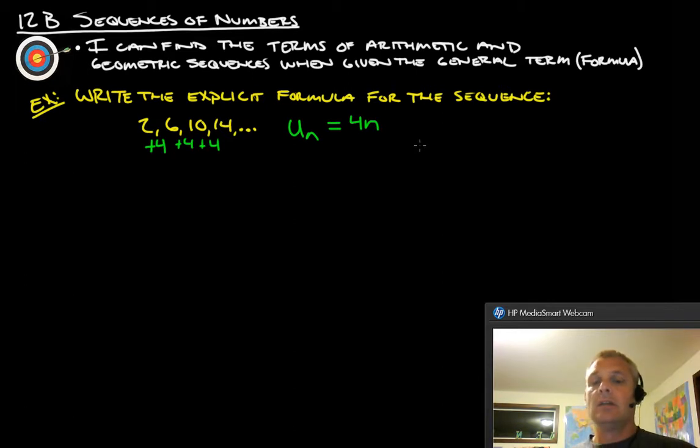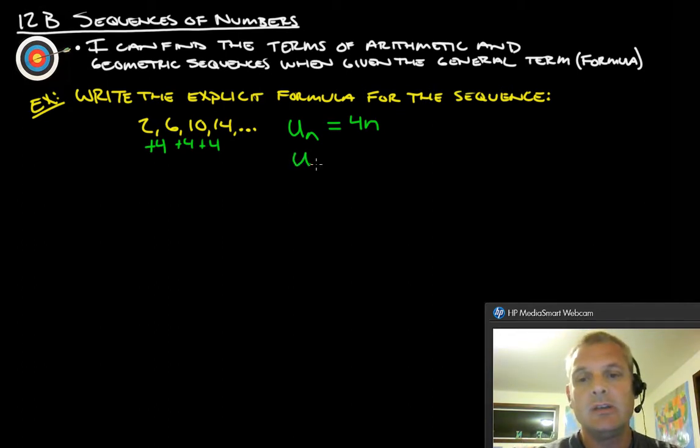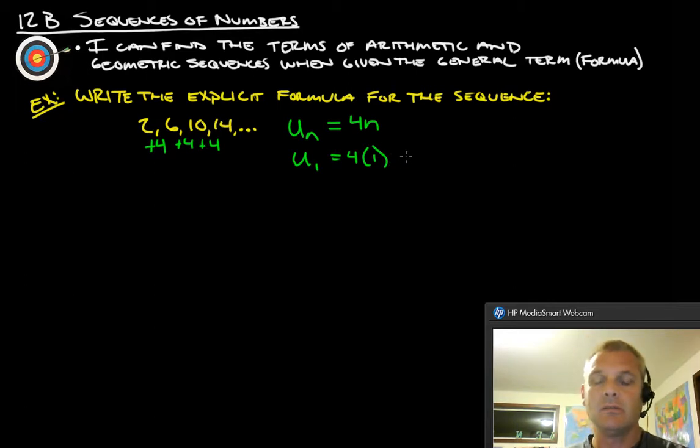Okay? Now, honestly, what I do is I just plug in 1 and see if it works. So I'm going to say u sub 1 equals 4 times 1, which just gives us 4. Right? So this whole thing equals 4. That's not what we want. We want to have 2. So then we say, okay, we must have to subtract 2 to figure out what our actual u sub n is. So let's try that.